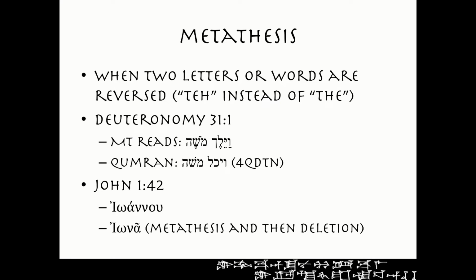John 1:42 we think is another example of metathesis in the New Testament. So Ioannou and Yonah, but you notice here that Ioannou, the alpha and the nu are metathesized. It appears that what has happened is that after these metathesized, there was a deletion of the O and the U, the omicron and the upsilon on the end of the word, but you see that those letters have metathesized, they've reversed.